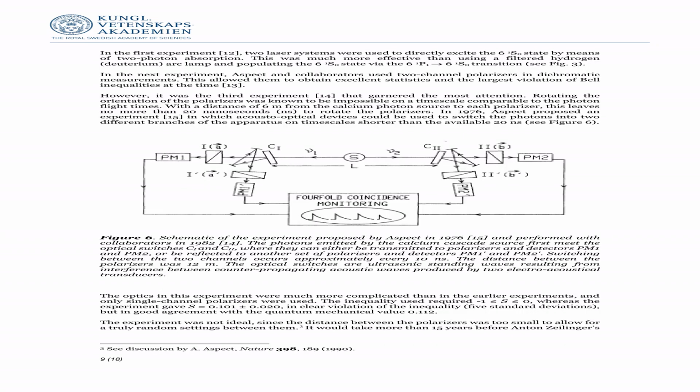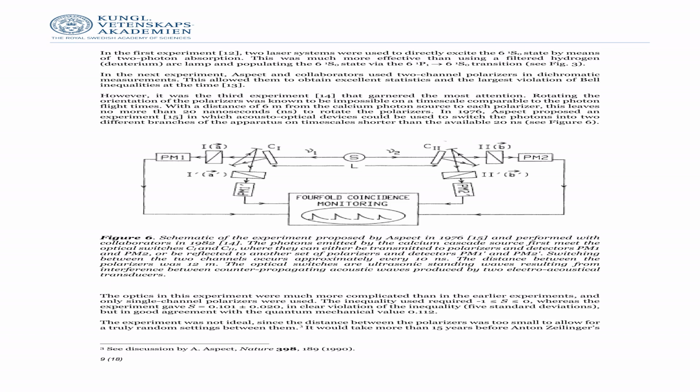In the first experiment, 2 laser systems were used to directly excite the 6¹S₀ state by means of 2-photon absorption. This was much more effective than using a filtered hydrogen-deuterium arc lamp and populating the 6¹S₀ state via the 6¹P₁ to 6¹S₀ transition, see Figure 3. In the next experiment, Aspect and collaborators used 2-channel polarizers in dichromatic measurements. This allowed them to obtain excellent statistics and the largest violation of Bell inequalities at the time, 13. However, it was the third experiment, 14, that garnered the most attention.